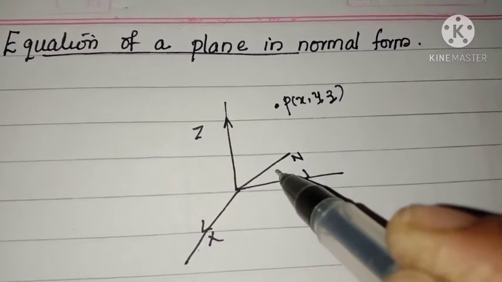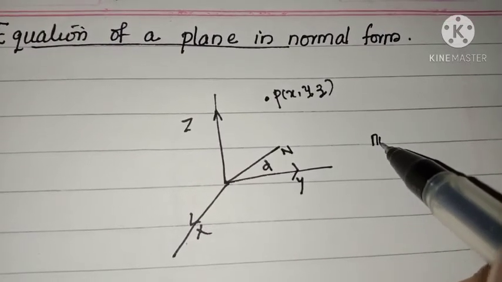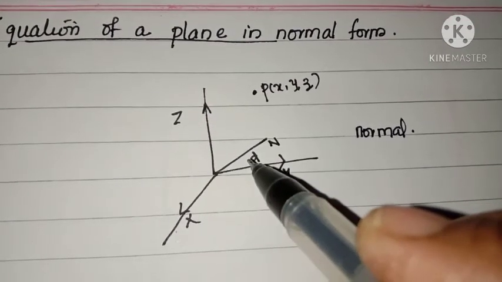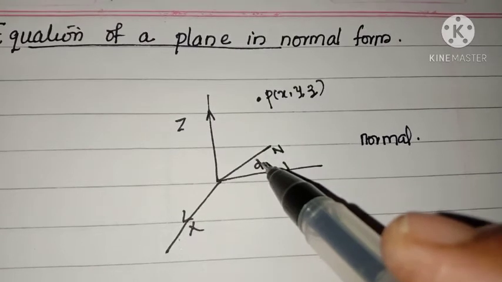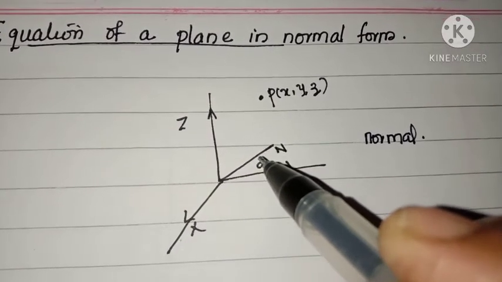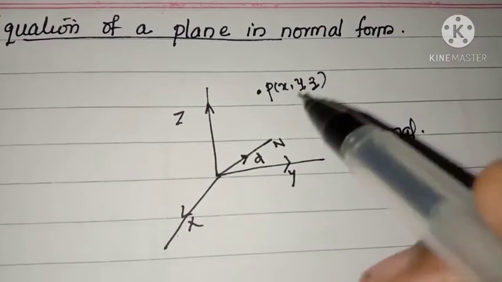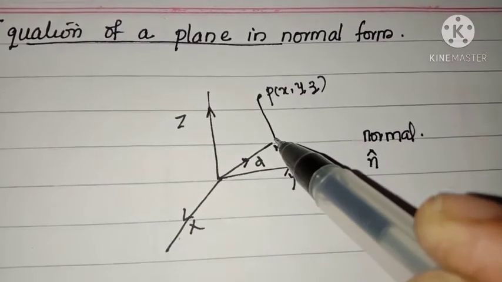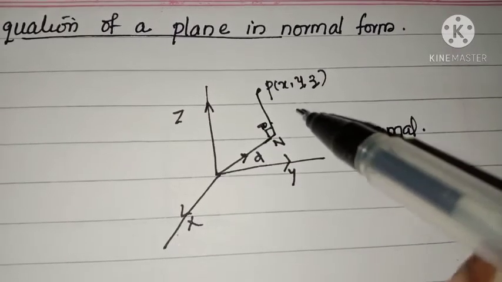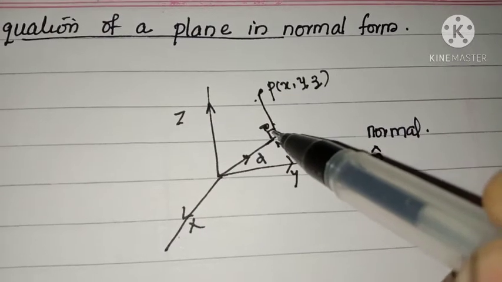Let us take this distance as equal to d, and this perpendicular distance is known as the normal. So ON is the normal from the origin to this plane. Now along this normal, define a unit vector n cap and join NP such that this angle is equal to 90 degrees. Always when we join a point with a normal, the angle should be 90 degrees.